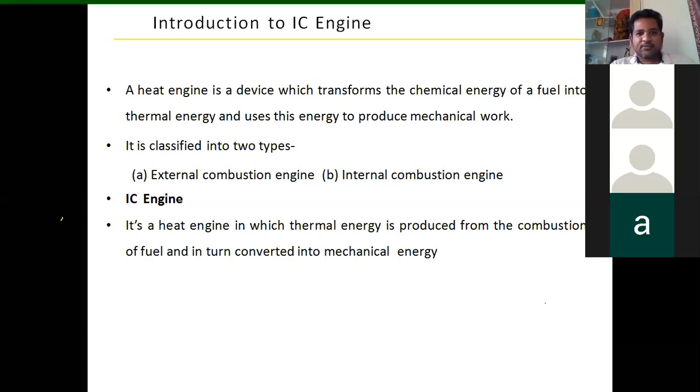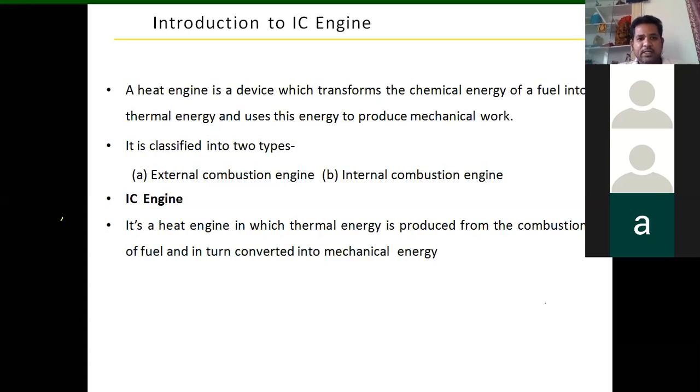If you broadly classify it, the moment we say combustion of fuel, the combustion can take place in two ways: by an external combustion engine or by an internal combustion engine. Broadly, the combustion can happen within the system or inside the system, or it can take place externally. Based on that, it is differentiated as the external combustion engine, that is the EC engine, and the IC engine.